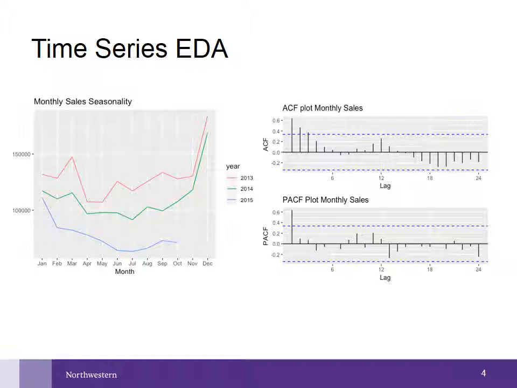Also looking at the autocorrelation plots, the ACF plot on the top shows how the first three lags are statistically significant in terms of autocorrelation. And there also appears to be somewhat of a cyclic nature in that autocorrelation, again proving that seasonality. The partial autocorrelation plot also shows a significant first lag.